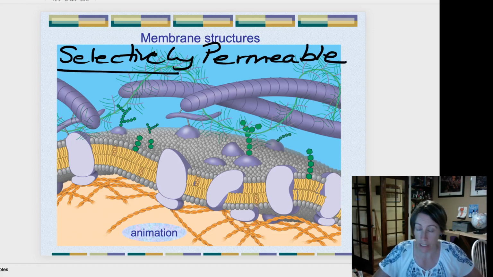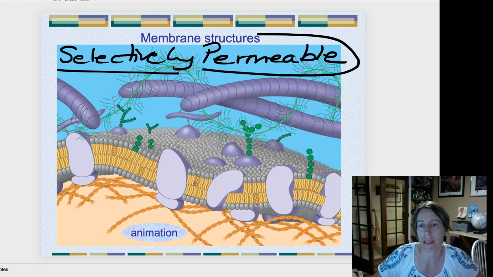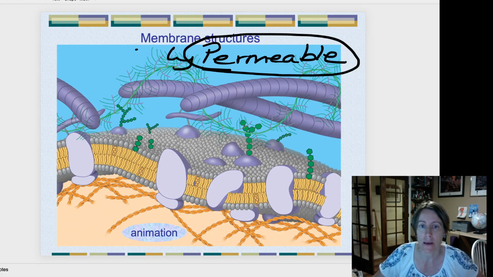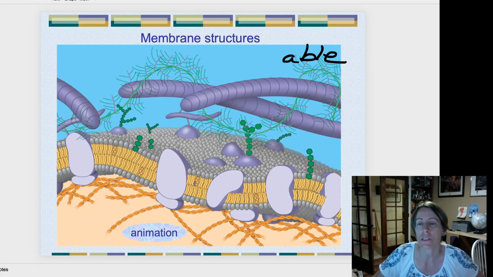Selectively means that they get to choose or select, to pick. And then the word permeable means what can get through. When you permeate something, you kind of get through it. So selectively permeable, together, this means that the cell membranes get to choose what substances can pass through them. There's not just an open door.